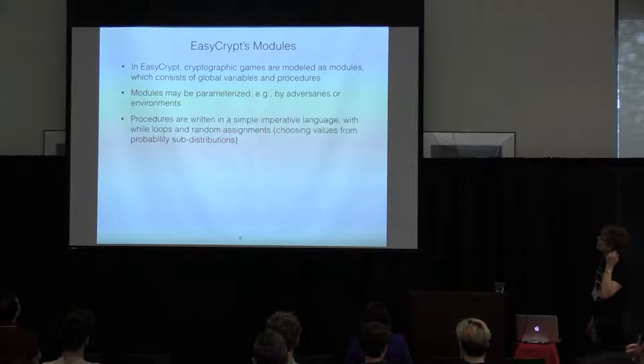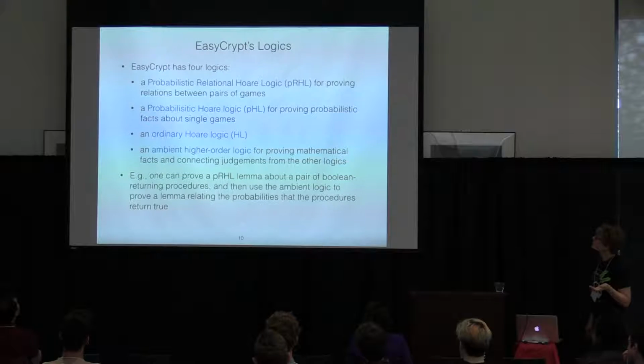And in EasyCrypt, cryptographic games are modeled as modules, which consist of global variables and procedures. They can be parameterized, like by adversaries. Now, procedures are written in a simple imperative language with while loops and random assignments. There are four logics in EasyCrypt. And let me say here that one can prove a probabilistic relational Hoare logic lemma about a pair of Boolean returning procedures and then use the ambient logic to move that relational proof into one relating the probabilities that the procedures return true, a typical kind of move that one does.